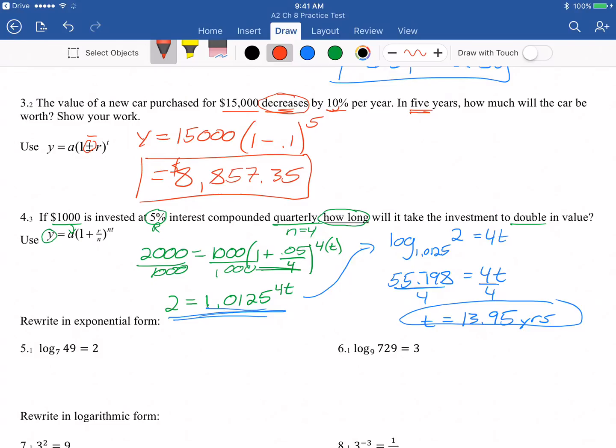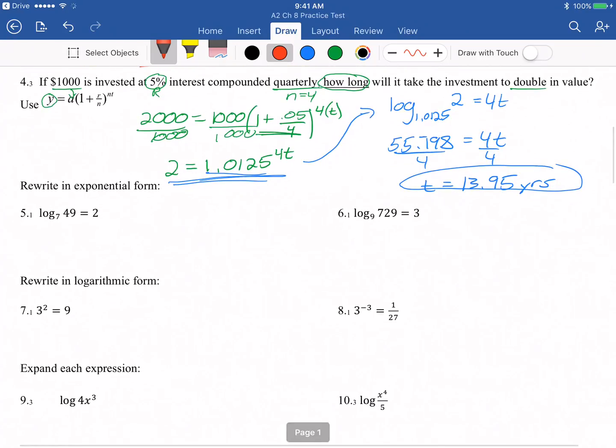All right, going on to 5. So we got some changing forms for 5, 6, 7, and 8. So we have to write this in exponent form. So always remember that that base number is going to be your base, your exponent. I have 7 to the 2 equals 49 is how that one works. 6 is going on the same way. That 9 is your base. 9 to the 3 equals 729.